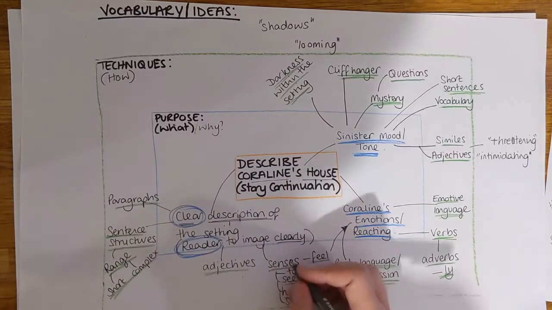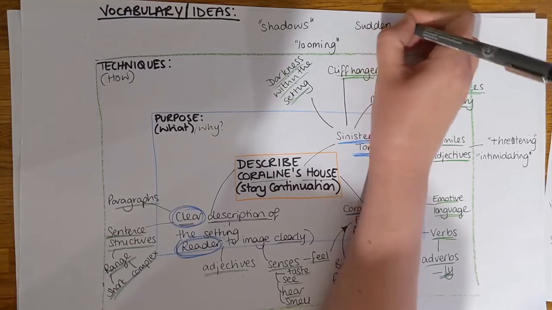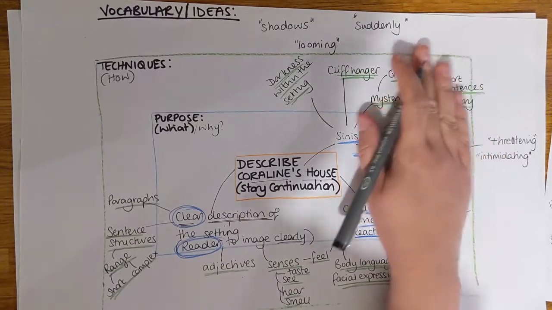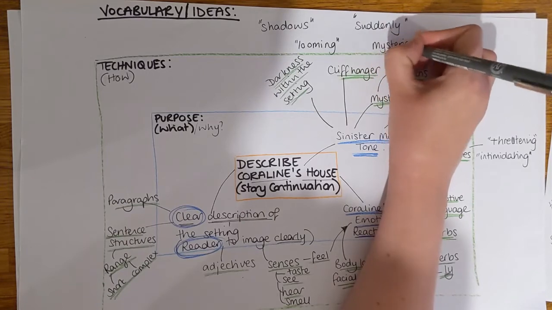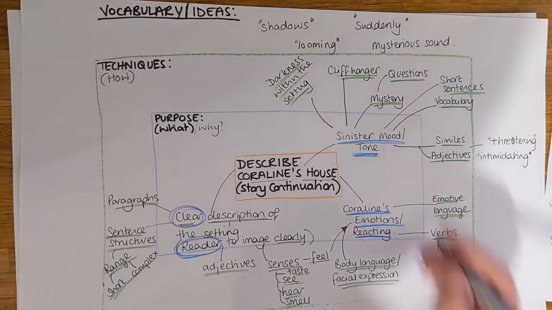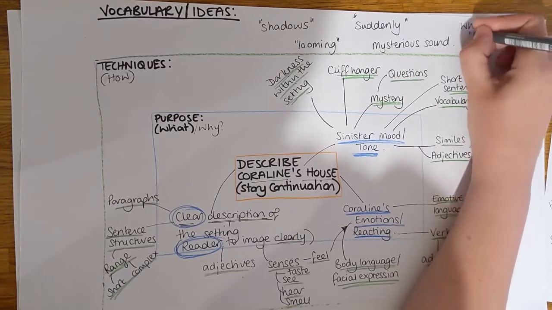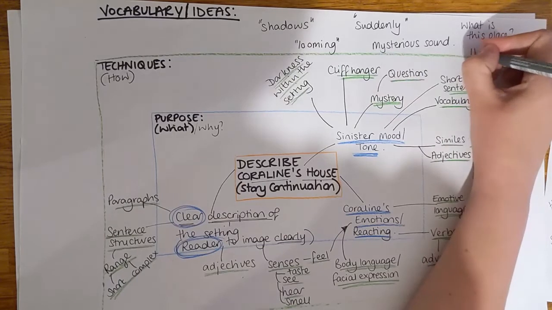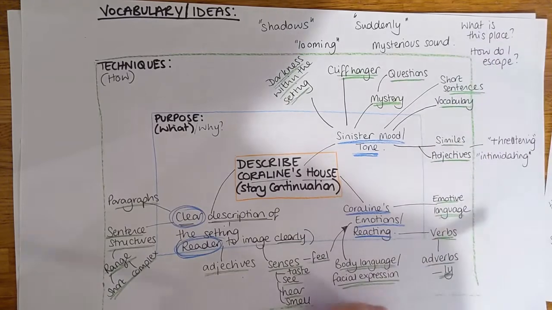What else could we have? For a cliffhanger, you might have the word suddenly. Yeah. What else could you have? They might hear something. So a mysterious sound. Okay. Questions that she might ask. So what is this place? How do I escape? Okay, that kind of idea.